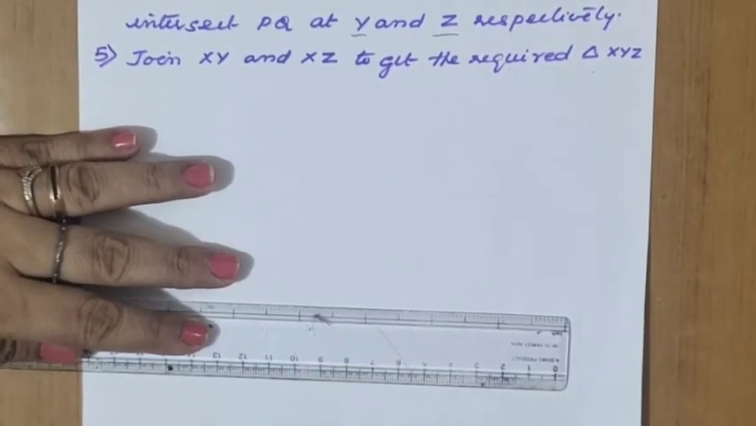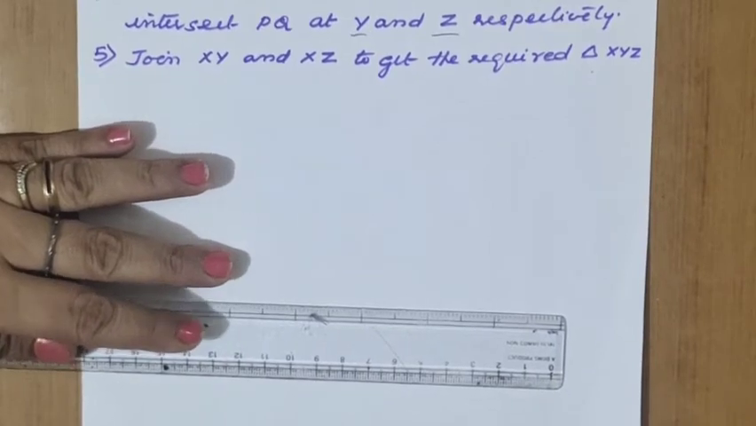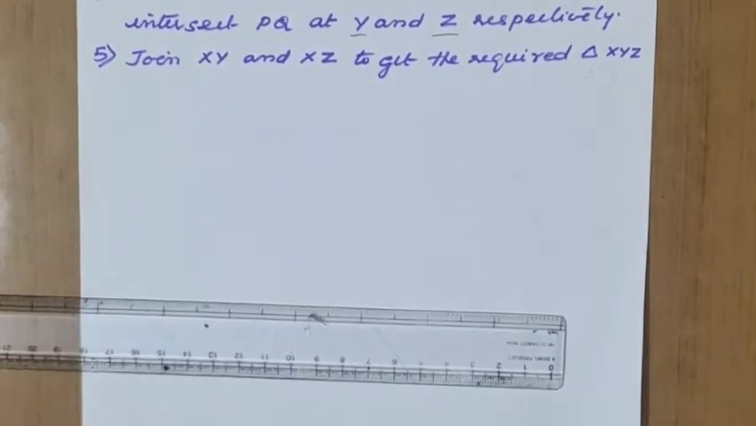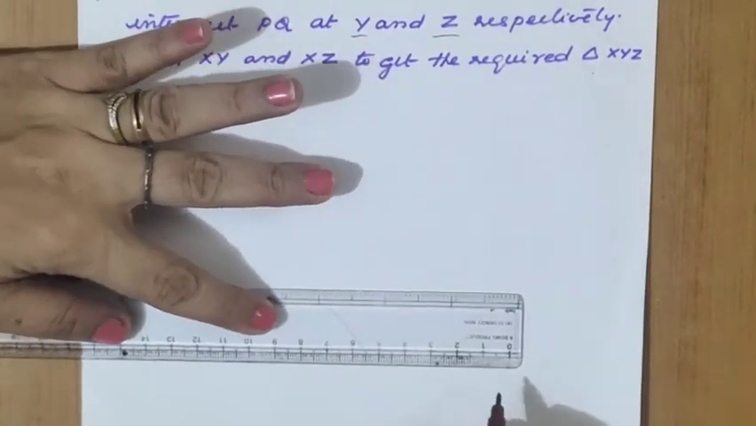What is the first step? We have to draw 11 centimeters, equal to the perimeter. So we are drawing a line of 11 centimeters.